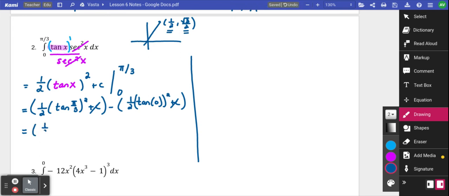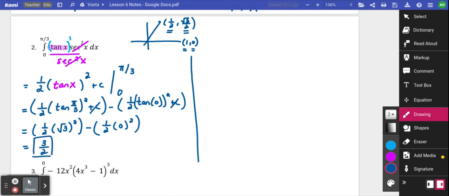So I'm going to have 1/2 times the square root of 3 squared minus the tangent of 0. This would be the point 1 comma 0, and I'm going to again do the y divided by the x. So the tangent of 0 would just be 0. Now, a square root squared just gives me a 3. So I would have 3 over 2 as my final answer.